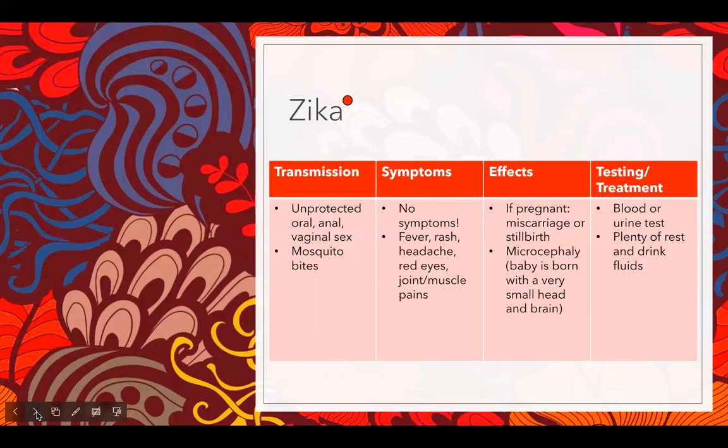The effect it can have on your body is, if you're pregnant, it can cause a miscarriage or stillbirth. It can also cause microcephaly in a child, which is when a baby is born with a very small head and brain. Testing would be blood or urine tests, and the treatment would just be to get plenty of rest and drink a lot of fluids until the virus has passed through your body.